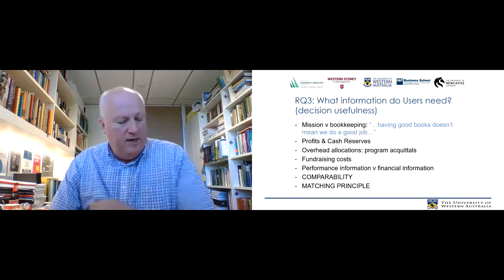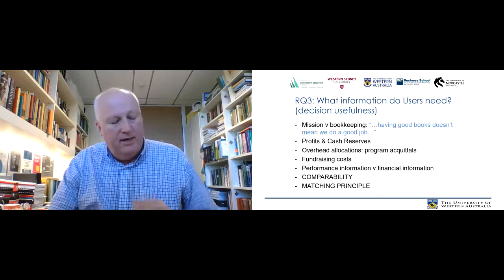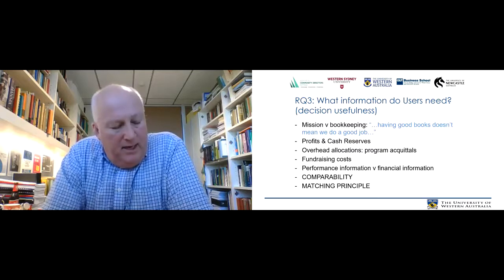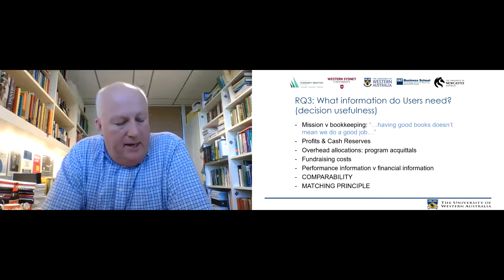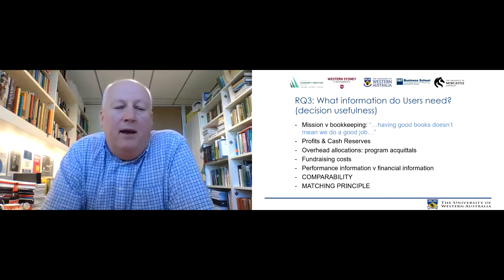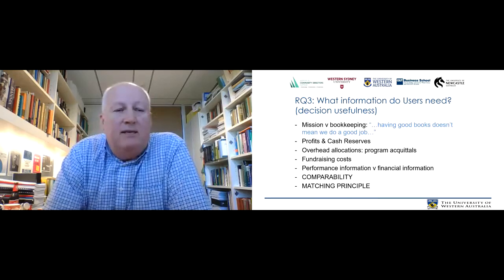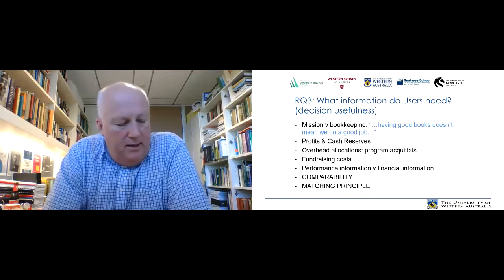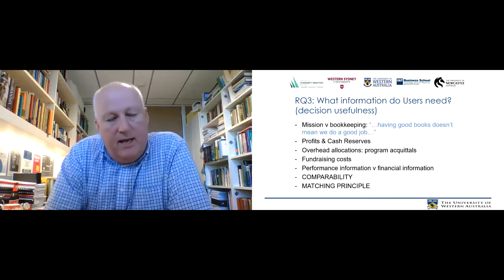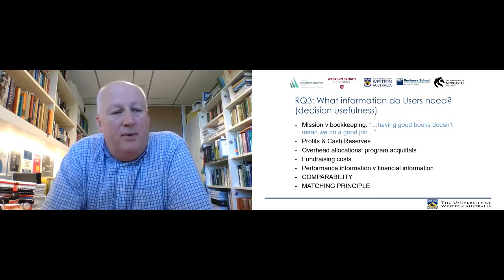Research question 3, what information do users need? So this was the real decision usefulness part of the discussion. And I guess there were a number of aspects that were top of mind for participants in that regard, particularly in relation to the issue of mission versus bookkeeping. You can see there one of the participants commented that having good books doesn't mean we do a good job. And of course, I'm sure everyone would have sympathy for that particular comment within the audience today. But to the extent that having good books doesn't mean that we do a good job, some respondents within those cohorts also indicated that you can't do a good job without having good books. In other words, having financial reporting quality is important to ensure sustainability moving forward.